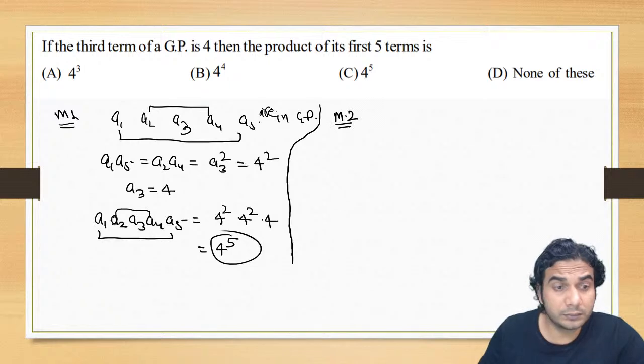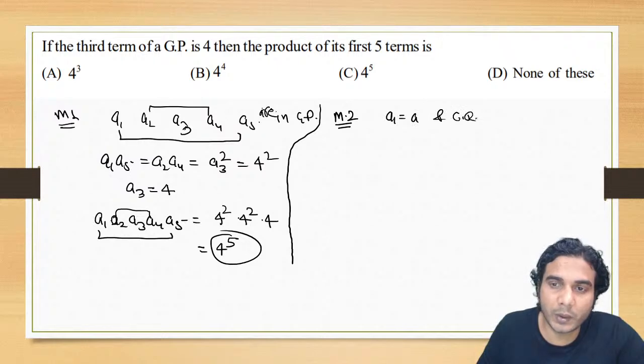Suppose you forget this property and you are not able to apply it, or maybe it doesn't come to your mind. Then you can directly go like this: first term A1 is equal to A and common ratio is equal to R. Then you can write the third term, which is given. So the third term AR square is given as 4.